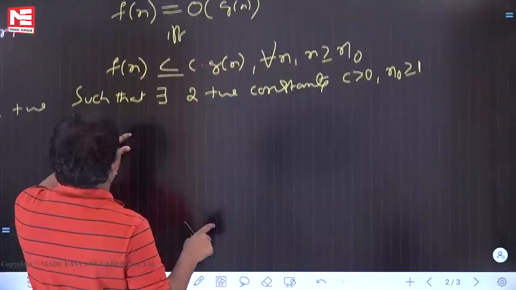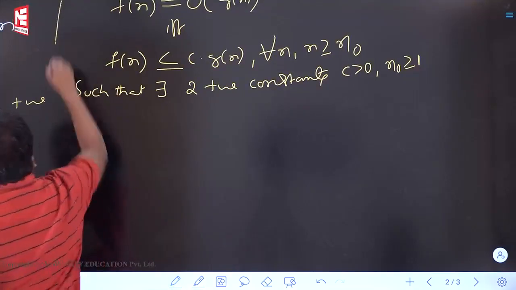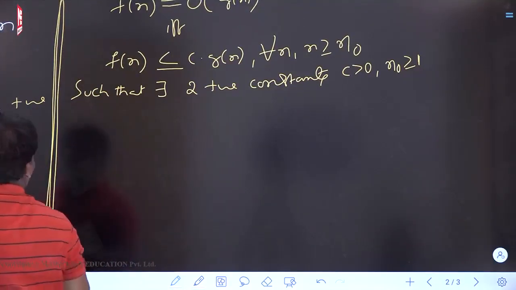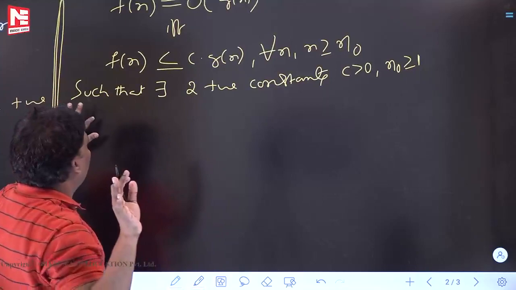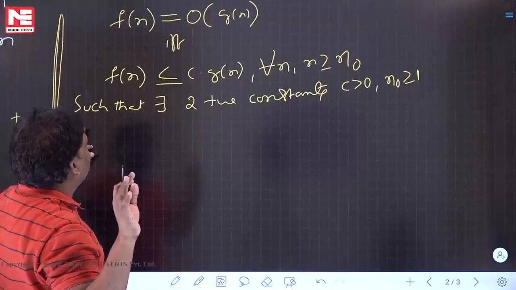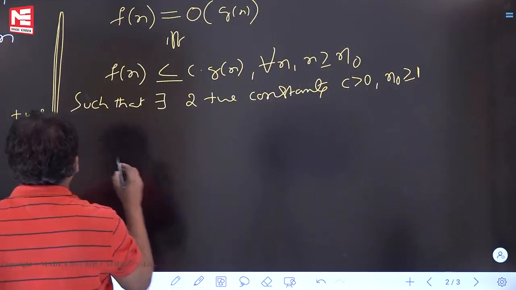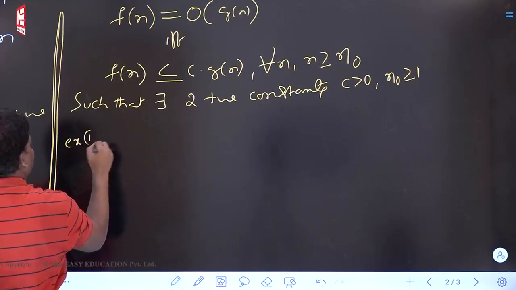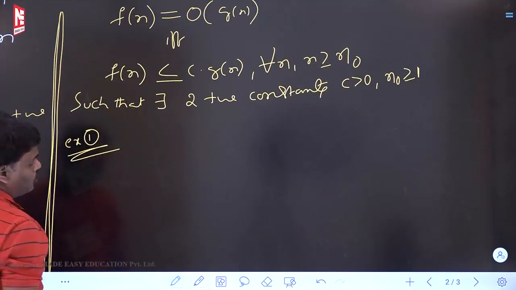Now I am giving examples one by one. Please be careful from now onwards. Until now, in asymptotic notation, I have not done anything, only the definition I wrote. Now I am starting. See the examples one by one. One example, listen carefully. From now onwards, please be careful.